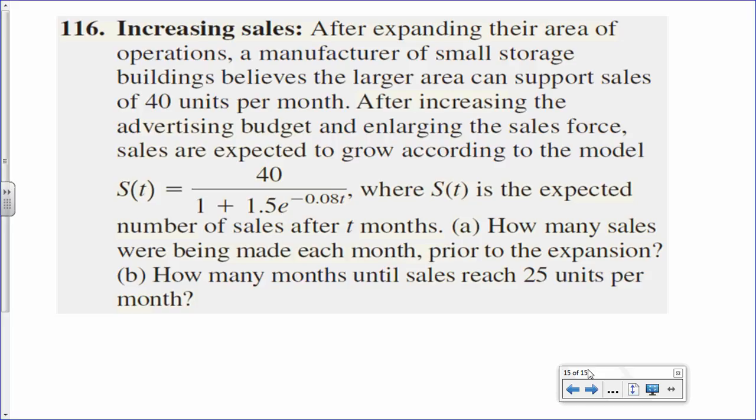If you are given a formula in your problem, you're going to use it. So like on part A, it doesn't exactly tell me what I need to plug in, but I am going to use the formula. First of all, it tells me that I'm looking for the sales, so I'm looking for S of T. And prior to the expansion, so that's before you get started, that's like an initial start. So that's where I'm going to want T to be 0. If you're looking for some initial quantity, something before you get started, those keywords are telling you you want to use 0.